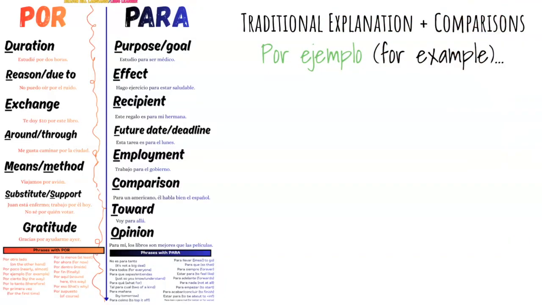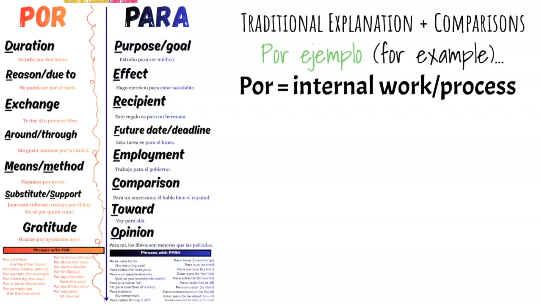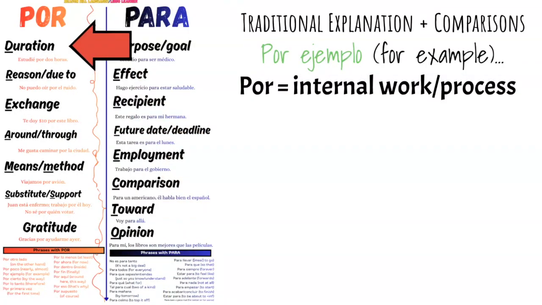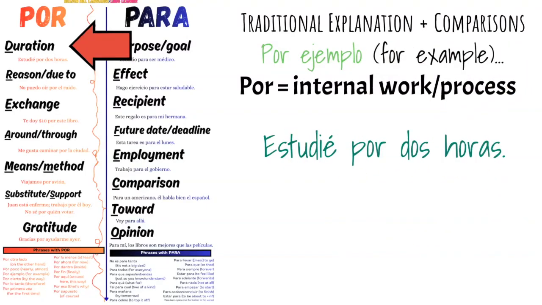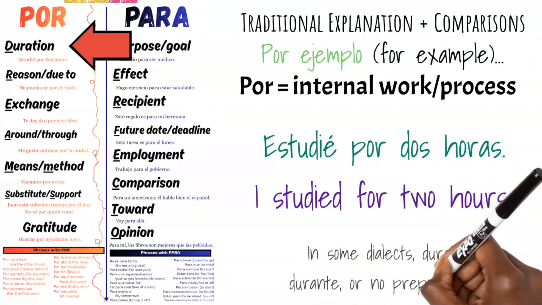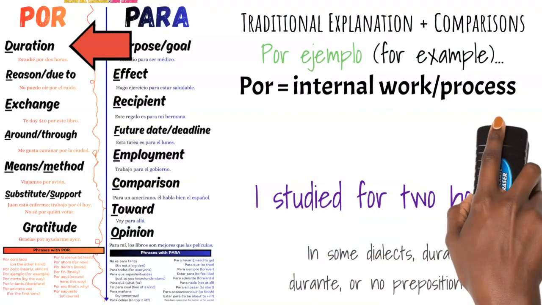Remember that por in general is for internal work and process. We use por to say how long we did something for. Por ejemplo, estudié por 2 horas means I studied for 2 hours. Just so you know, in some dialects, it's common to use durante, or even no preposition at all for these situations, but for now, let's focus on the basics.